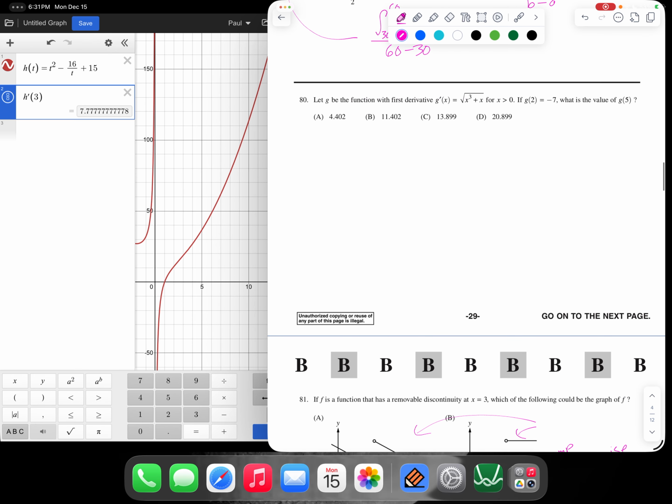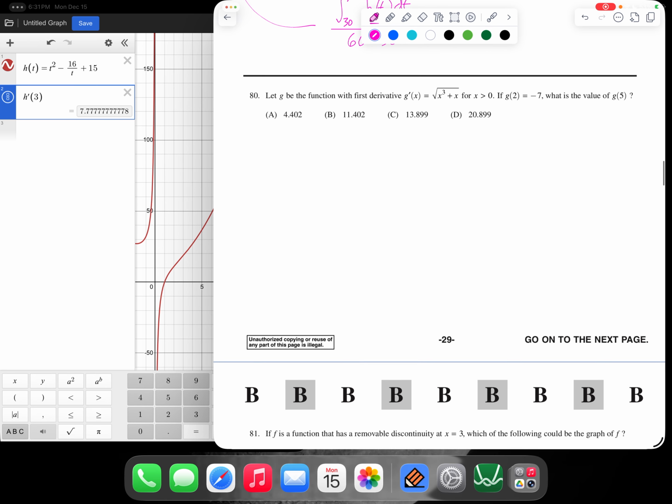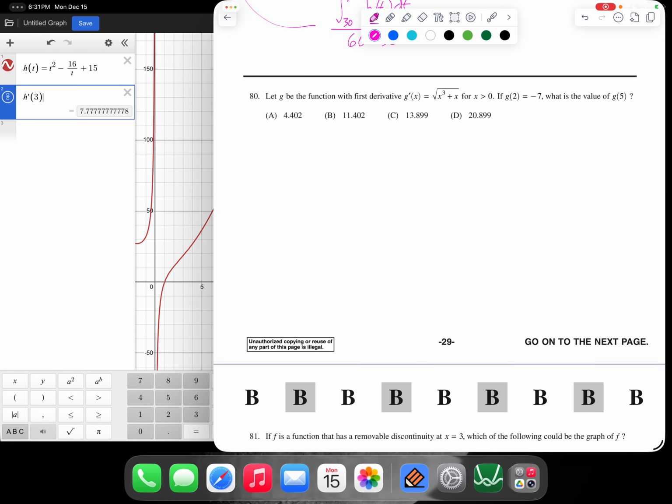The next one, where Desmos is actually useful, is on number 80. Now, this is a tricky type of question, and the way you have to think of it is, okay, here is a function that's described as g prime. That means we're looking at a derivative. And the information they give you is g of 2 is equal to negative 7. G would be the antiderivative of what you were just looking for. And they're asking for the value of g of 5.